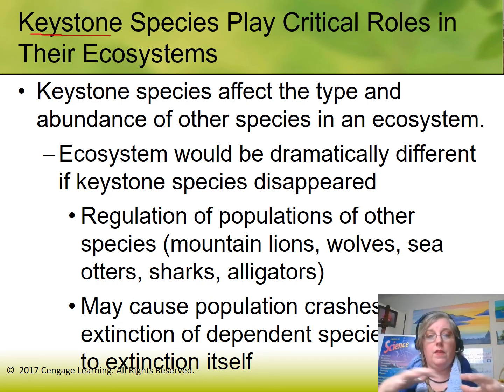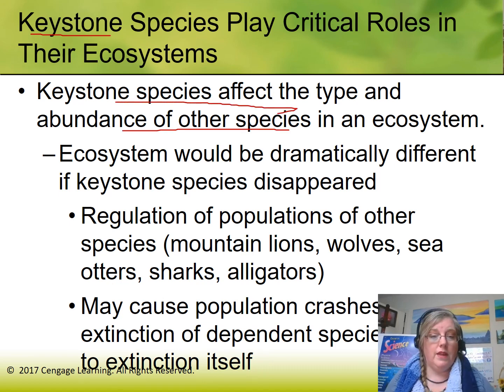All right, keeping the populations in check. So the keystone species affect the type and abundance of the other species in the ecosystem. The ecosystem would be dramatically different if the keystone species disappeared.